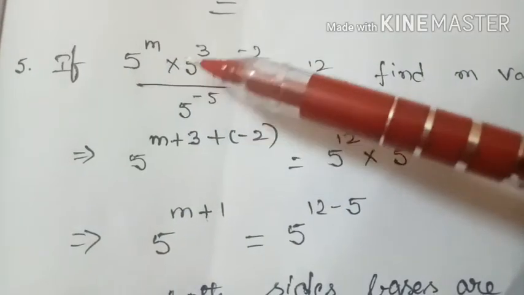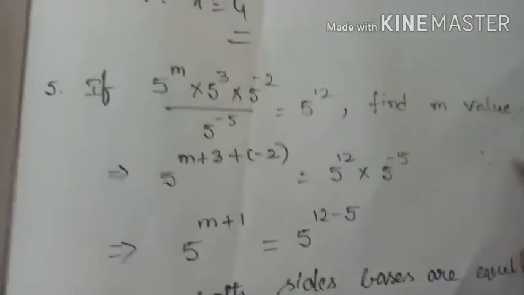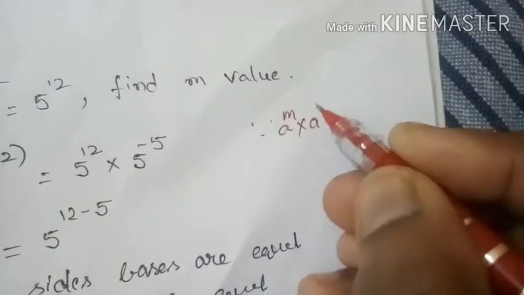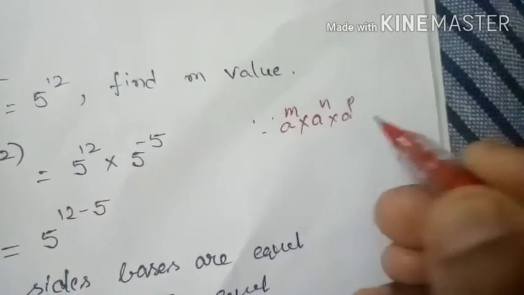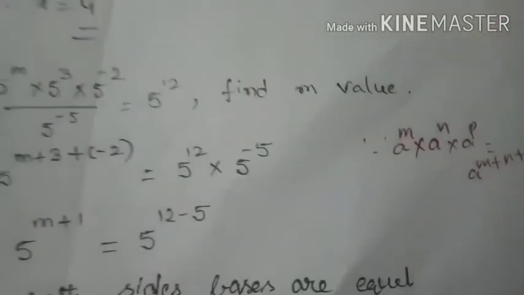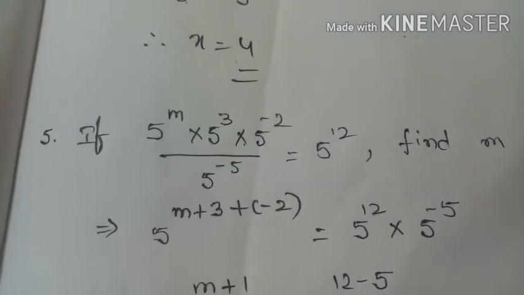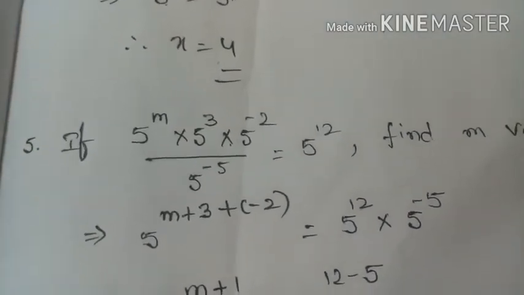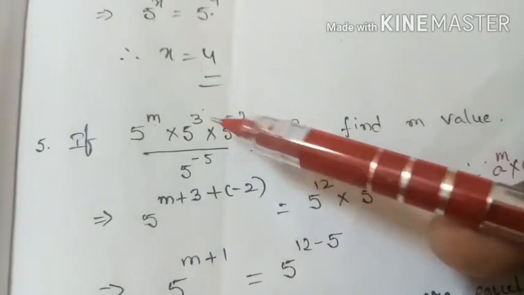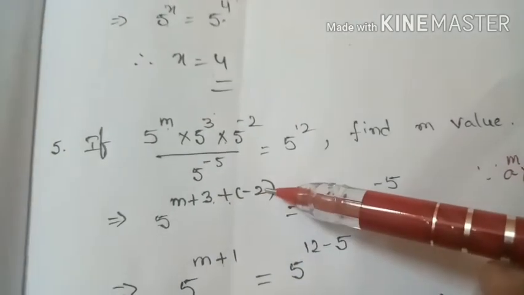5 power of m into 5 power of 3 into 5 power of minus 2. So a power of m, which formula do we use? Is it possible to use a power of m into a power of n into a power of p, that is equal to a power of m plus n plus p? That means however many numbers you have in multiplication, when bases are equal, you should add the powers directly. Okay, so 5 power of m plus 3 plus minus 2.